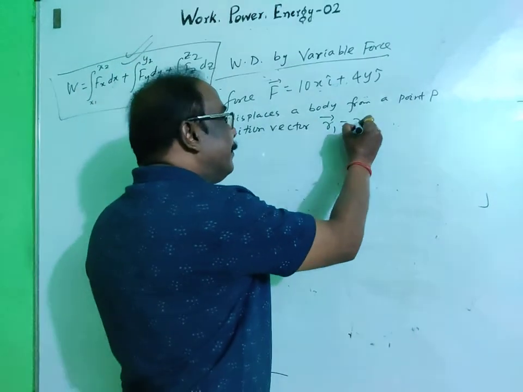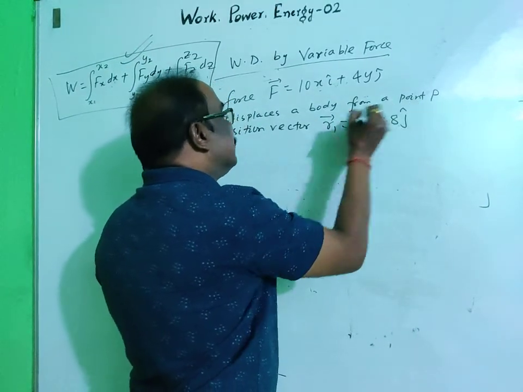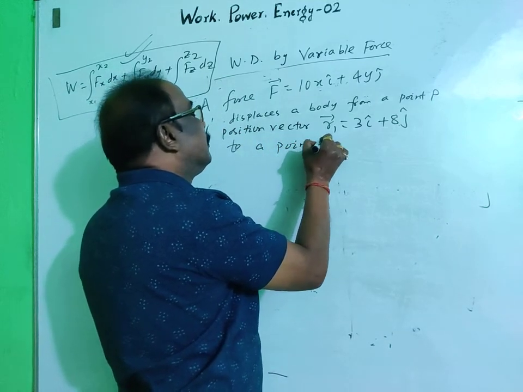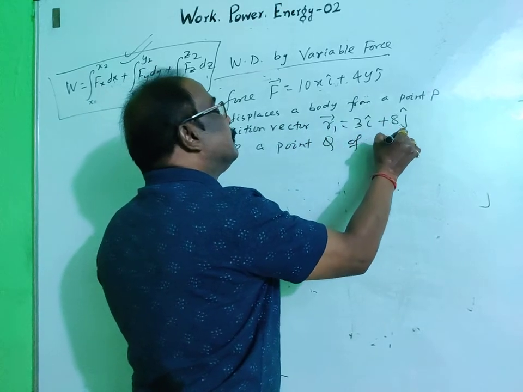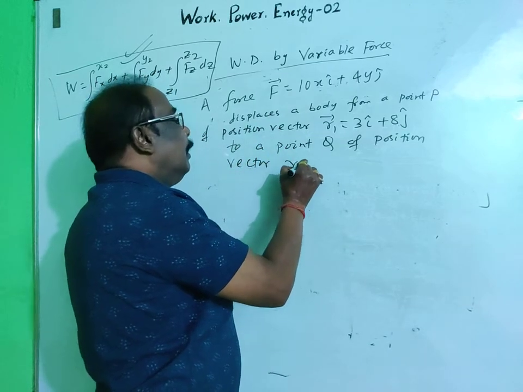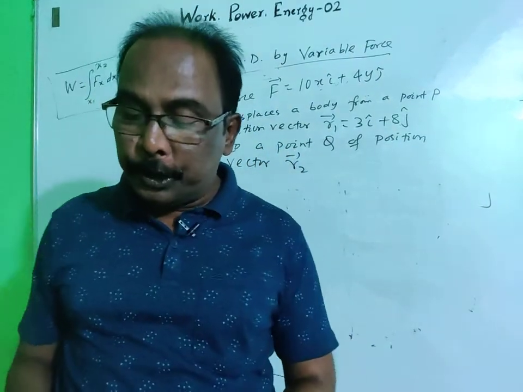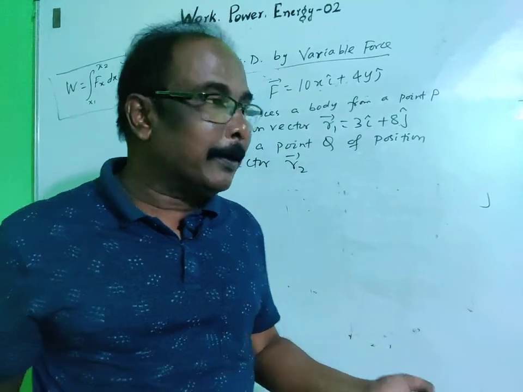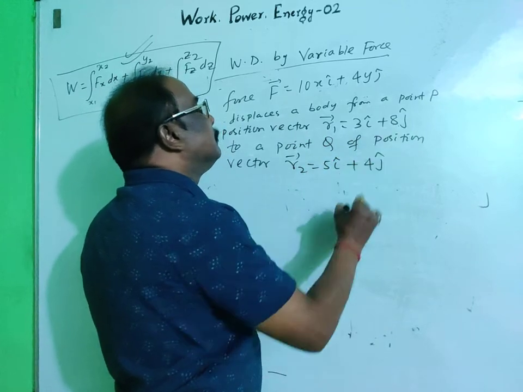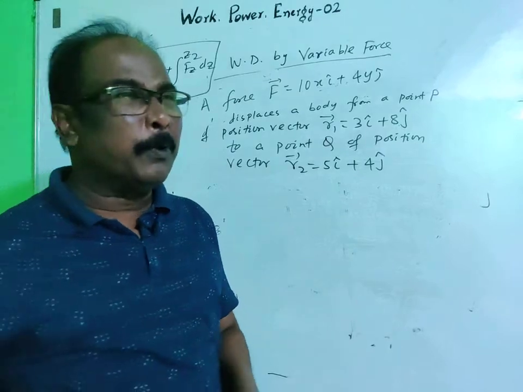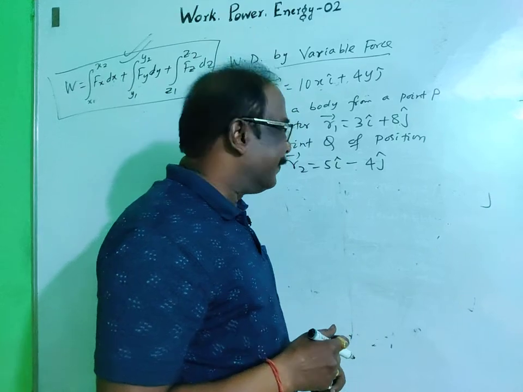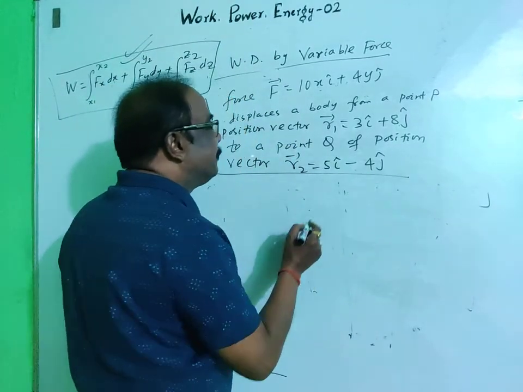You may take any value, say 3i cap plus 8j cap, for the point. Then a position Q of position vector R2. So Q is another, new position, so R2 vector. Let's take R2 equal to 5i cap minus 4j cap. You may take negative also. Then what is the work done? Simple question.